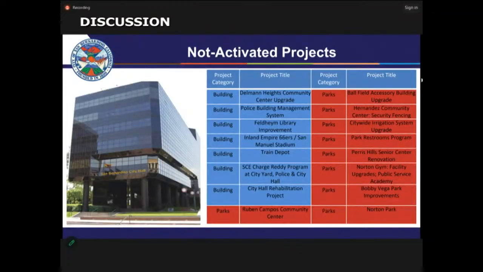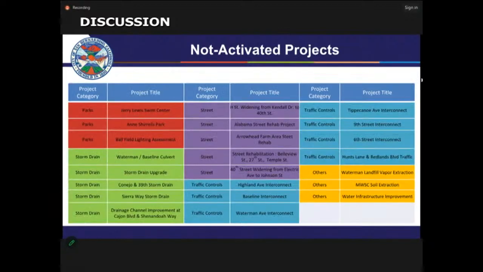Again, this shows the not activated projects, and we have a list of building projects, about 8 of them on this list, and then we continue with that. The ones shaded in red again are the parks projects. And then the next slide shows 3 more parks projects, and we do have quite a few storm drain projects, and about 5 street projects that are in the works, and also half a dozen or so traffic control projects, as well as 3 other category projects.